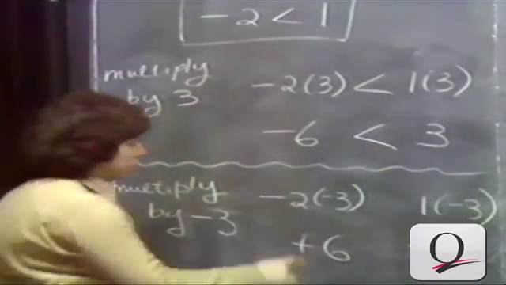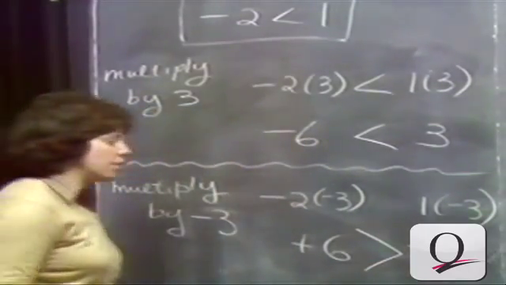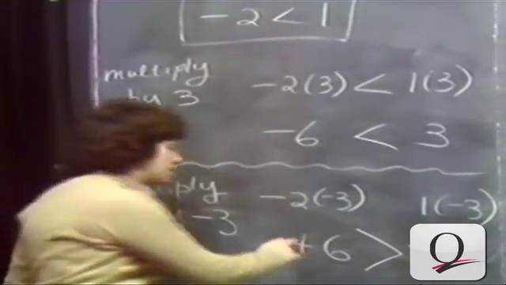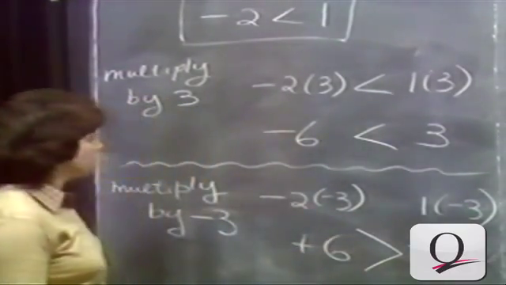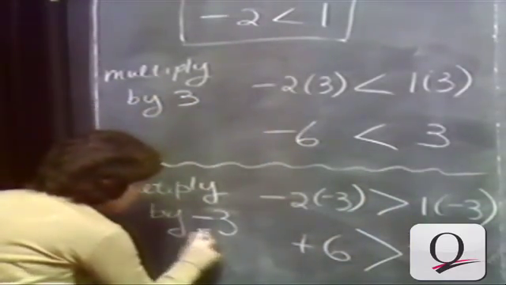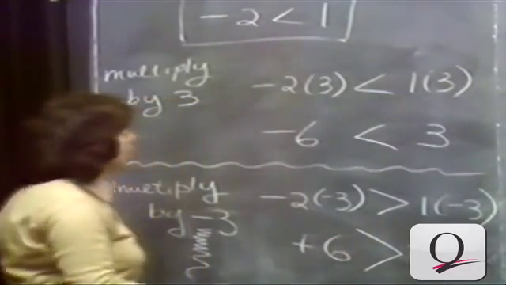And we all know that plus 6 is larger than minus 3. The positive numbers are to the right of the negative numbers on the number line. Plus 6 is greater than minus 3. So apparently, multiplying by a negative number seems to have reversed the direction of the inequality.